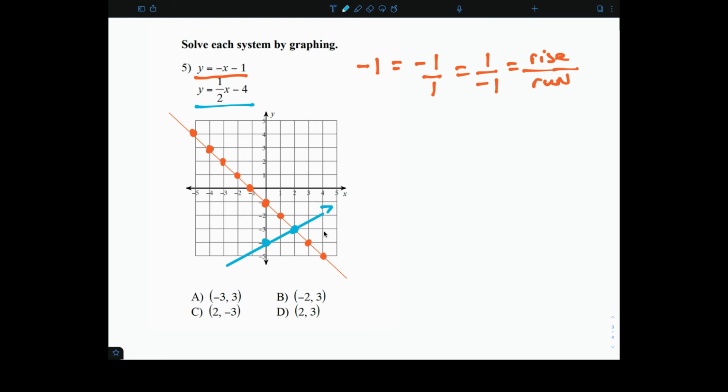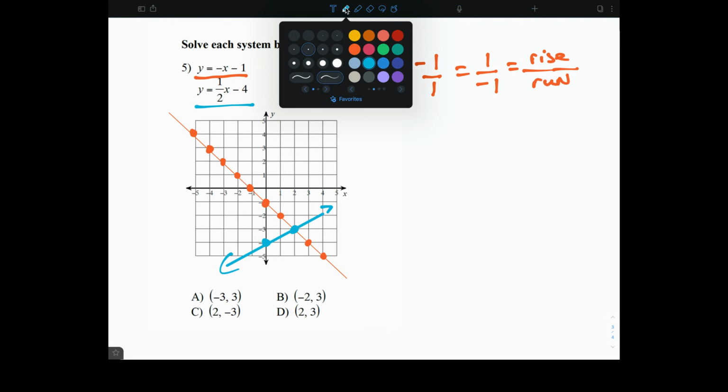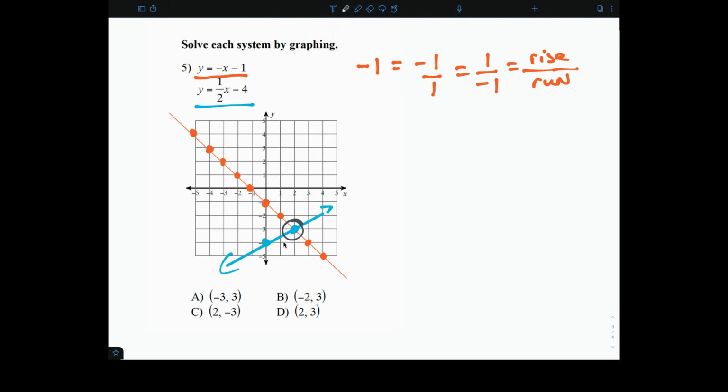So my answer, let me draw the other arrow, is right here, which is 2, -3. So the answer is 2, -3. Be careful. Remember, we do x first and then y. So that's an important concept to think about with this as well.